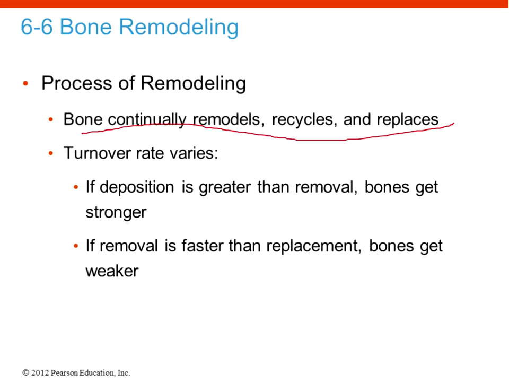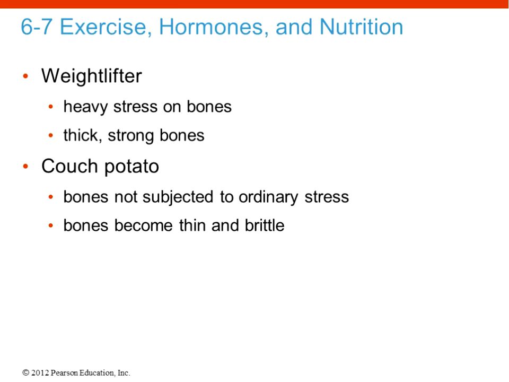Okay? And remodeling, again, it's constantly doing this, replacing, and the turnover rate can vary depending mostly on age, but it could be other factors. But basically, if what you're depositing in bone is greater than what you're removing, what the osteoblasts are doing is greater than the osteoclasts, then your bones are going to be stronger. If breaking down by the osteoclasts is faster, then the bones are going to be weaker. Pretty straightforward concept. And we talked about some of those topics a little bit earlier.